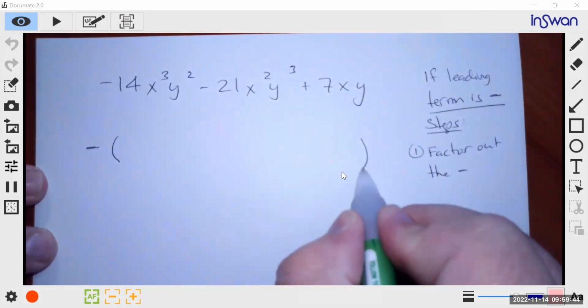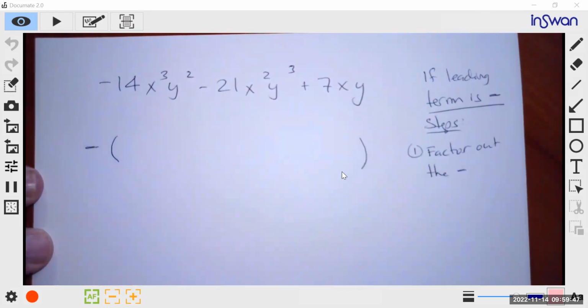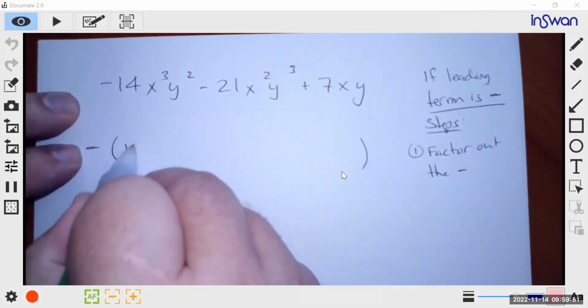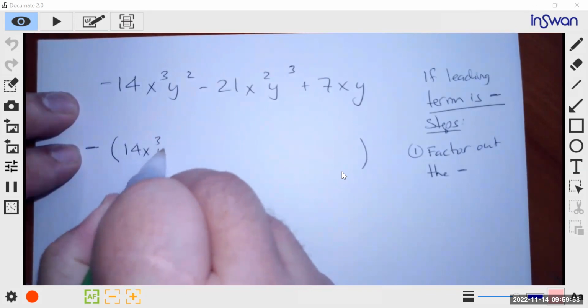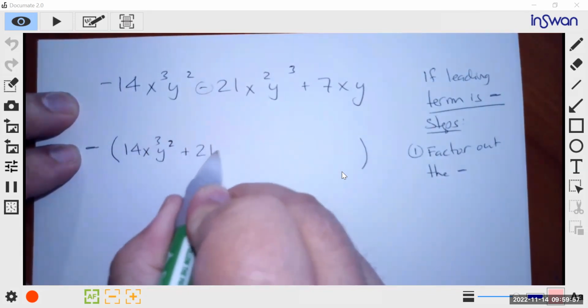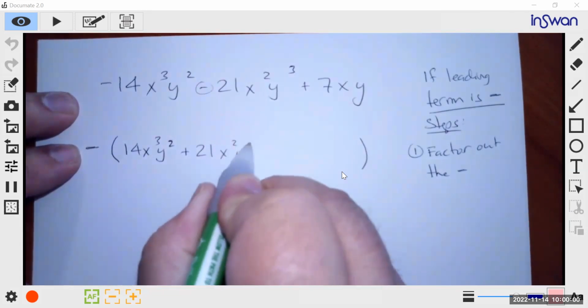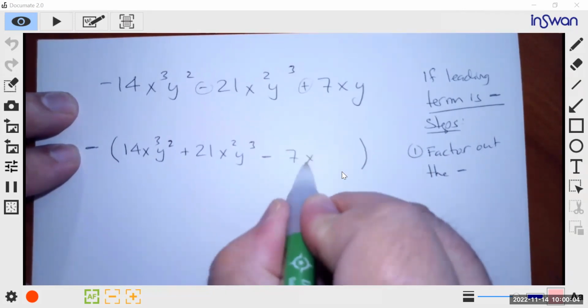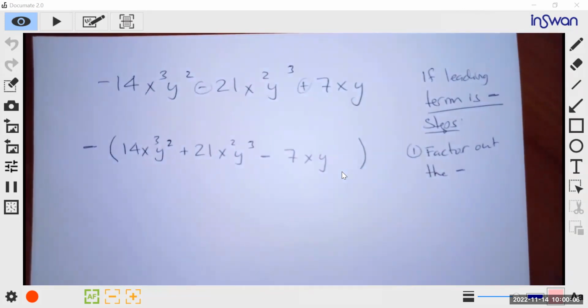If we take out the negative, what happens to all these numbers inside there? They change their signs, yeah. So this becomes positive 14x cubed y squared. This one now becomes positive 21x squared, and this becomes negative. I took away the negative, so I changed everybody's signs.